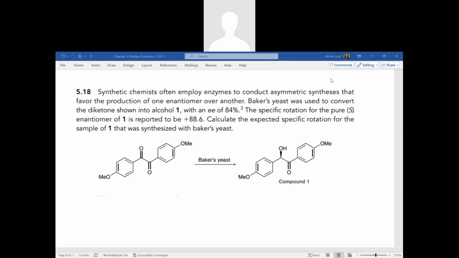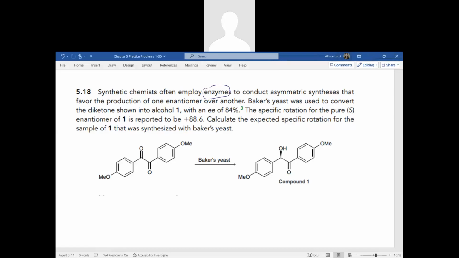For problem 18 from chapter 5, we're given some information about an asymmetric synthesis process that can employ an enzyme which would favor production of one enantiomer over another. So we've seen the R and the S enantiomers. Sometimes one can be more desirable than the other.